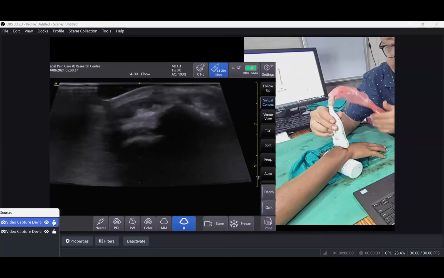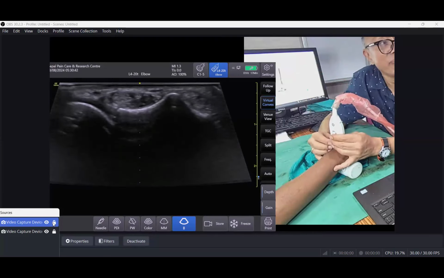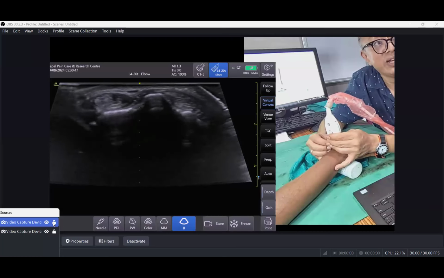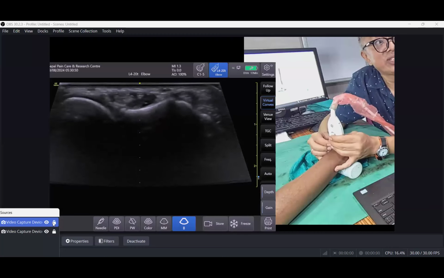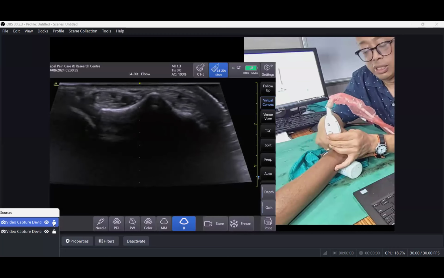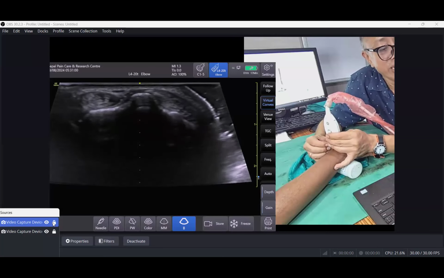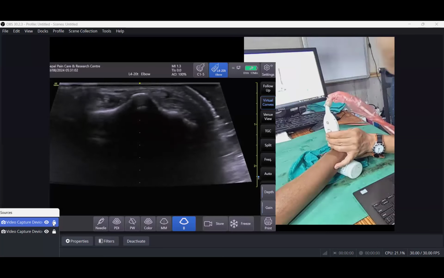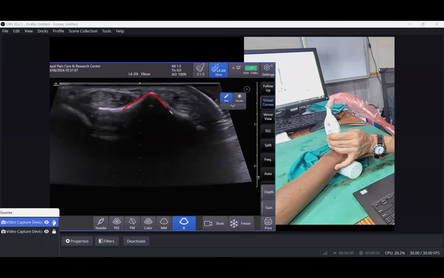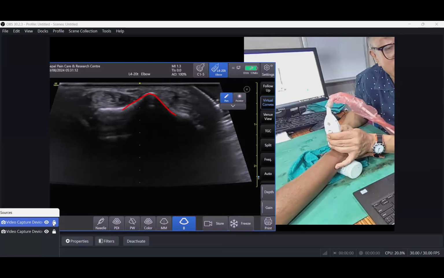You can see the left side of the screen is basically the medial side, or ulnar side, and the right side of the screen is the radial side or the lateral side. Here in the center, can you see a hill-like projection in the center? Can you see a hill-like elevation? So this is called Lister's tubercle.